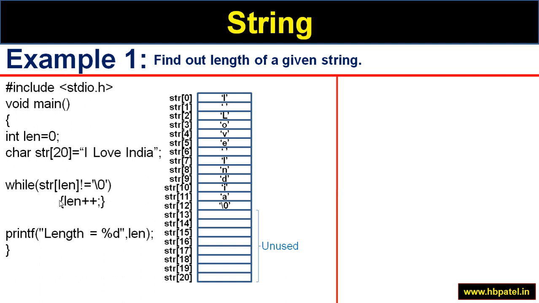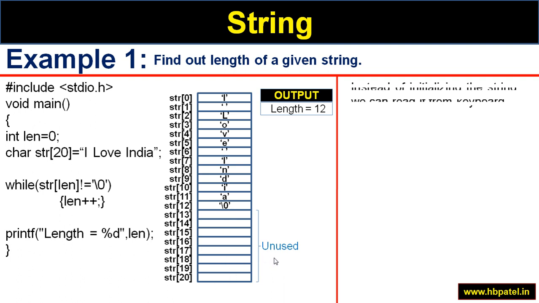So just keep on repeating this loop while str[len] is not equal to null. So len is equal to 0, str[0] is I, then increment, then increment, keep on incrementing. When len becomes 12, str[12] is not equal to null will be false, since str[12] is null and null is not equal to null is false. So it will come out, and at that time the value of len would be 12. So it would print length equal to 12. And the rest of the elements in the array would remain unused.